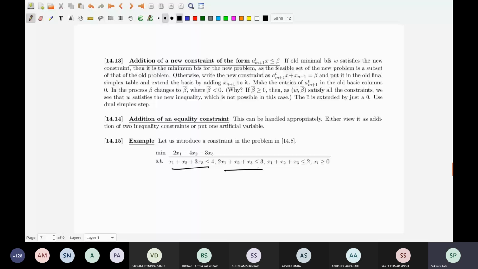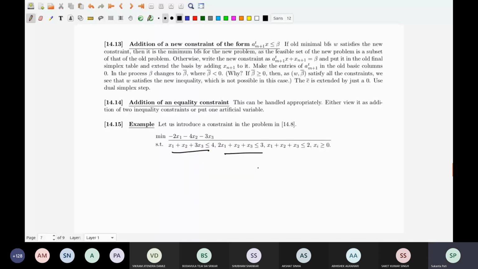Now here is a small observation. If you are adding a new constraint, what is happening to the feasible set? Earlier you had a feasible set of some size. Now you have added one more constraint. That means you are going to get a subset of that only, a smaller one, a subset of the old feasible set. The more constraints, the smaller the set, because a smaller number of points will satisfy more and more constraints.